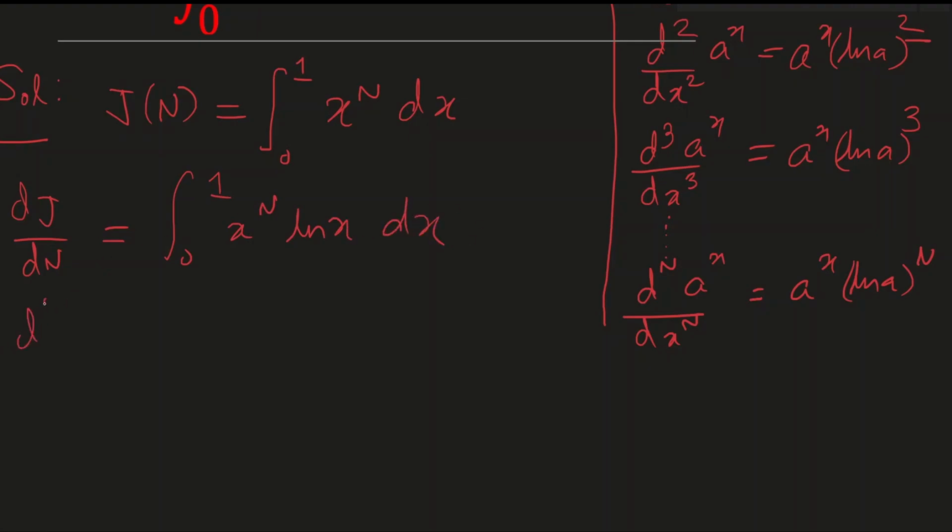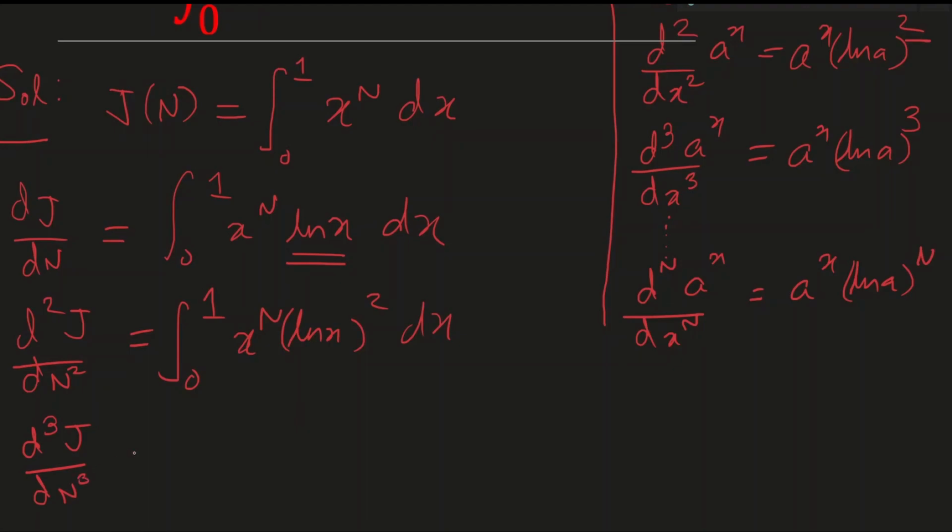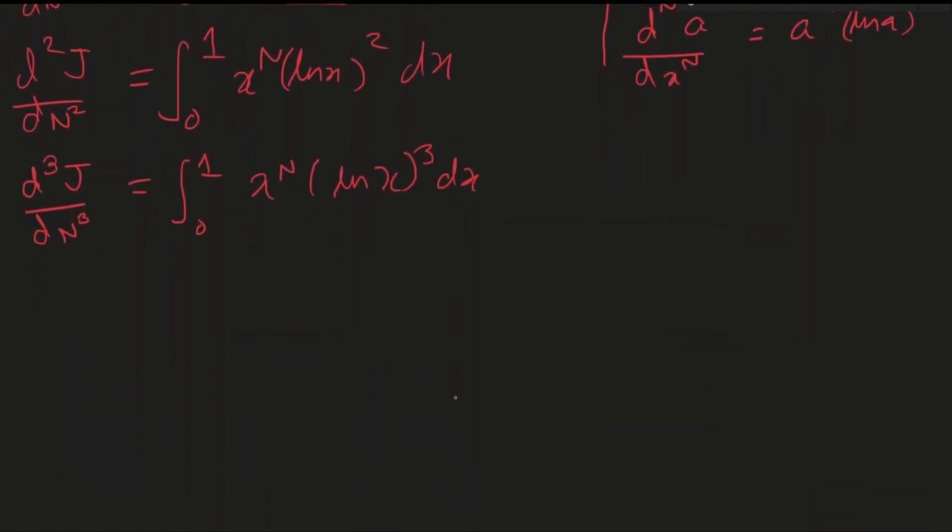Now I'm going to differentiate J once again, and ln x is going to be treated as a constant, and the differentiation of x^n once again is going to be x^n ln x. So ln x is going to join with each other, and we are going to be left with nothing but the integral of x^n (ln x)^2 dx. So let's do once more. The third derivative of J with respect to n is going to be nothing but the integration from 0 to 1 of x^n (ln x)^3. So I can notice the pattern over here, right?